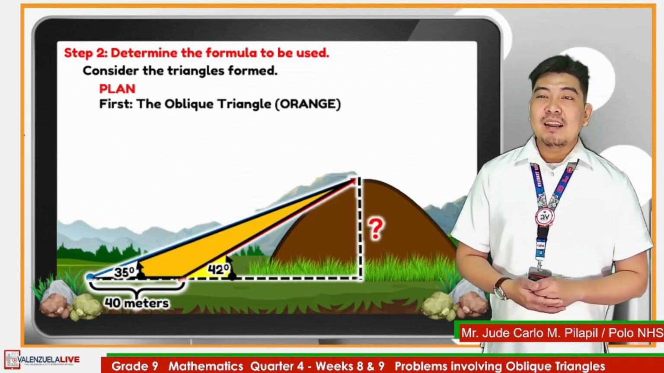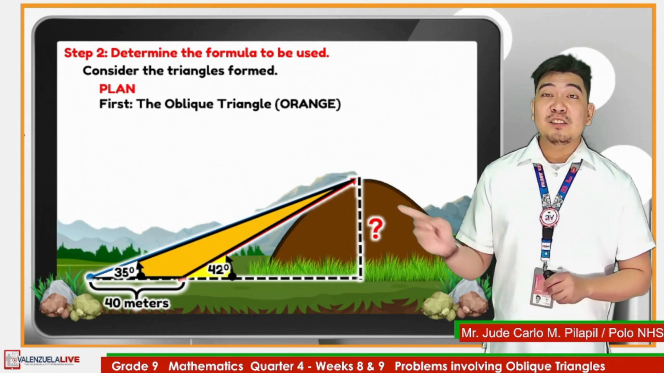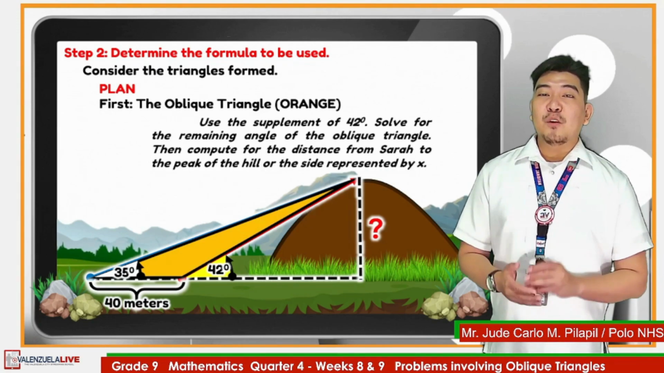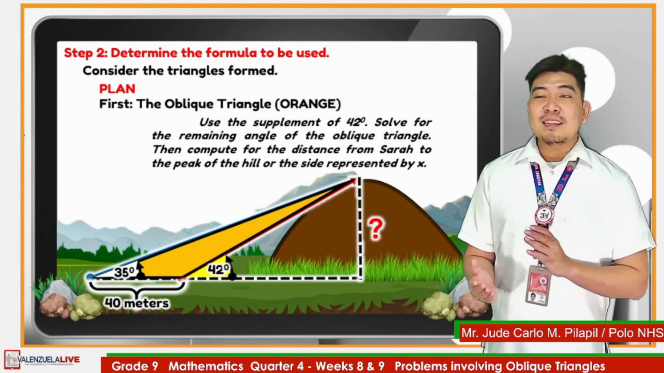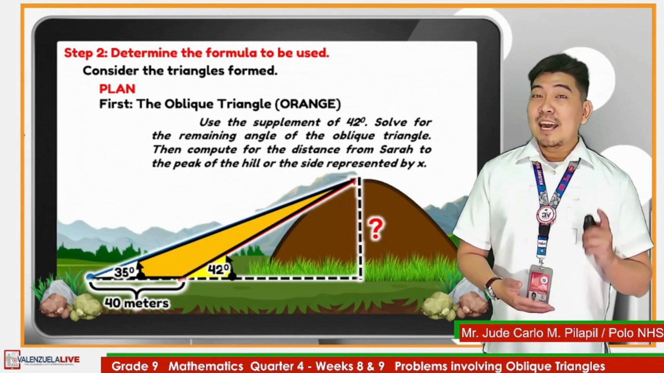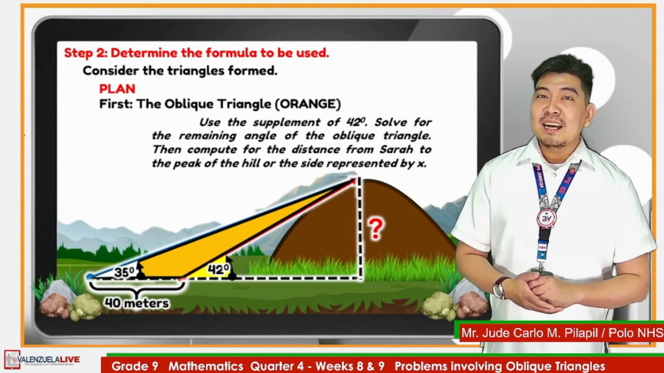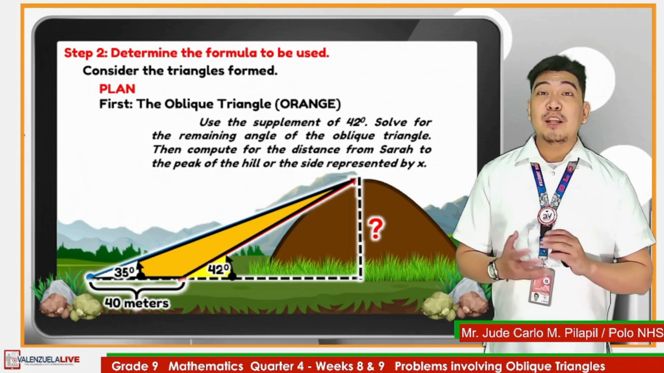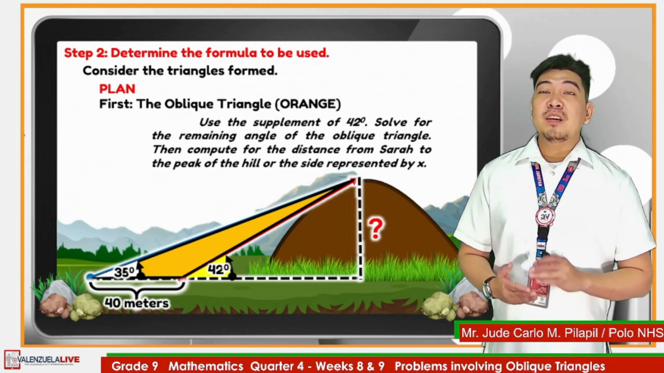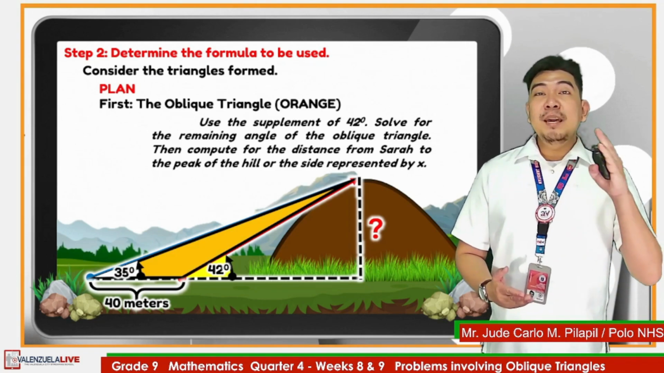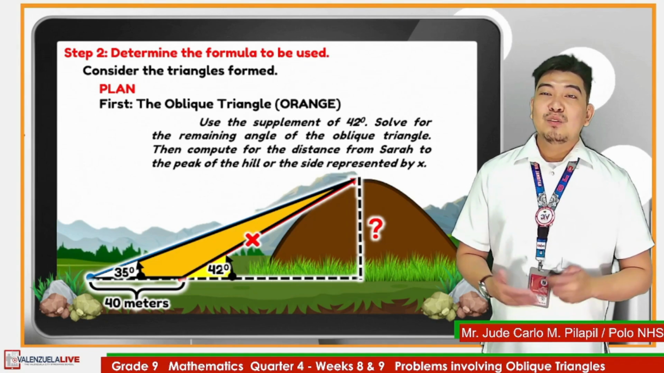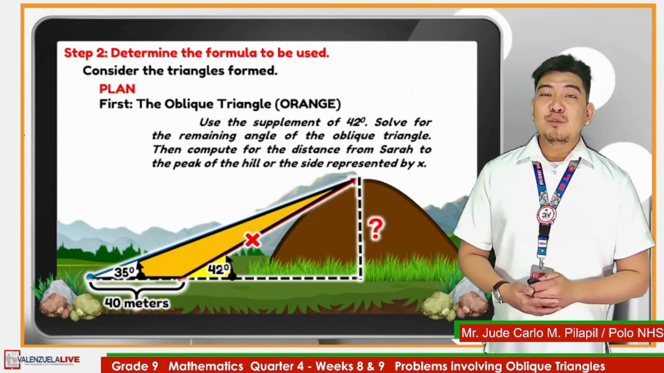The first plan is using the oblique triangle described by the orange triangle. We use the supplement of 42 degrees to find the adjacent angle that is found in the oblique triangle. Next, we will solve for the remaining angle to complete the angles of the given oblique triangle. Furthermore, we need to compute for the distance from Sarah to the peak of the hill, which is represented by the variable x. To solve for the value of x, we will use the sine law.